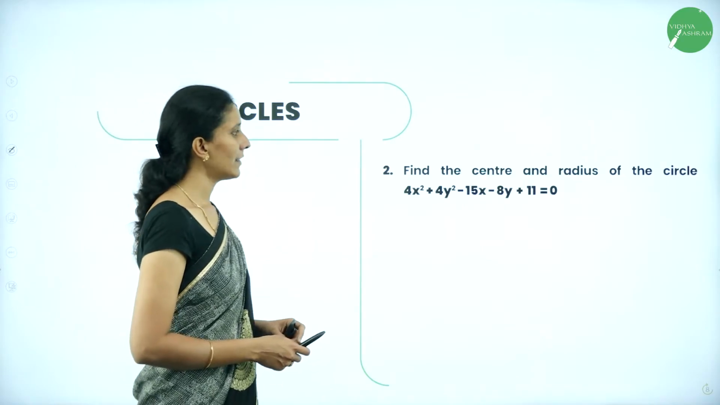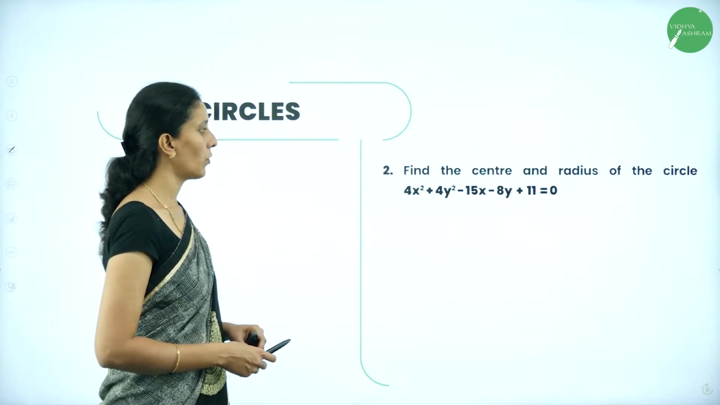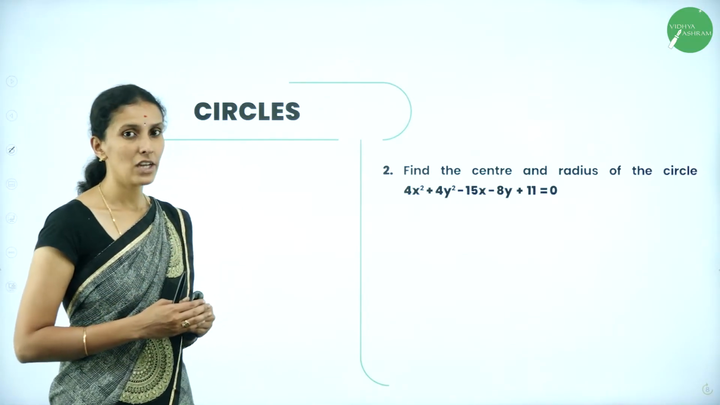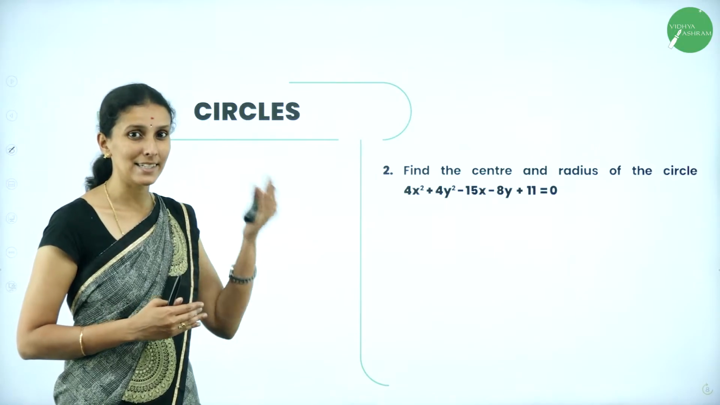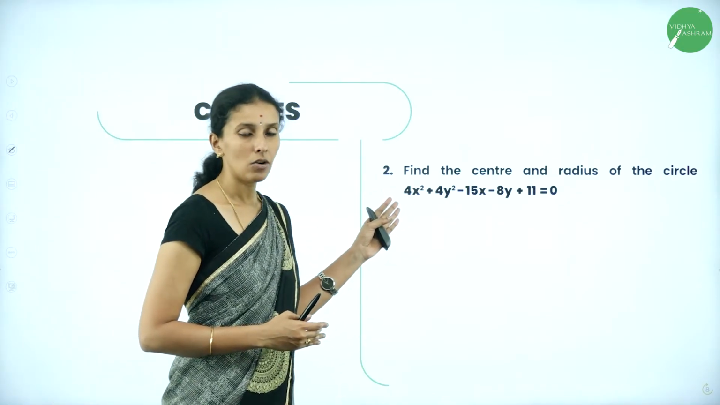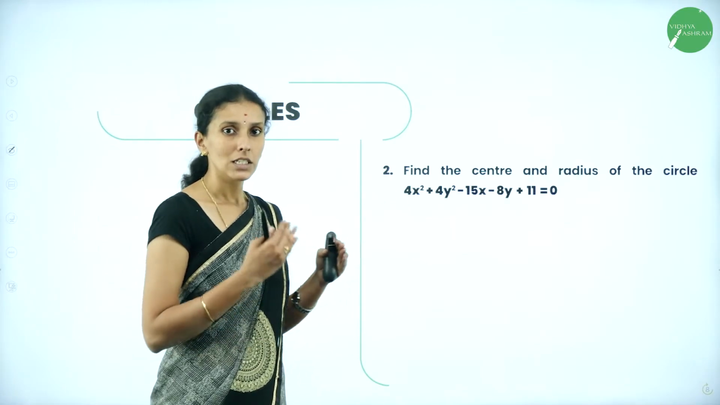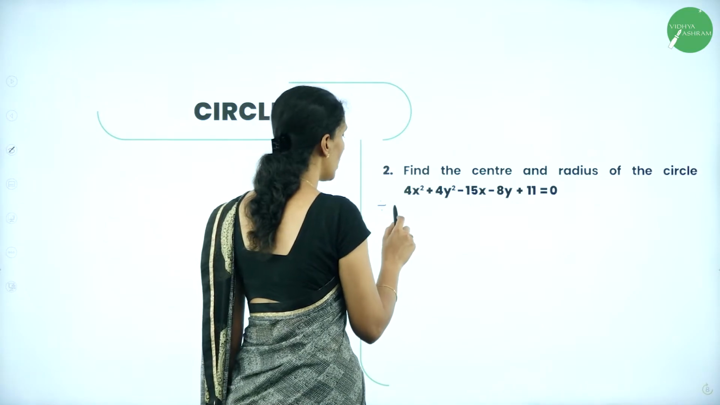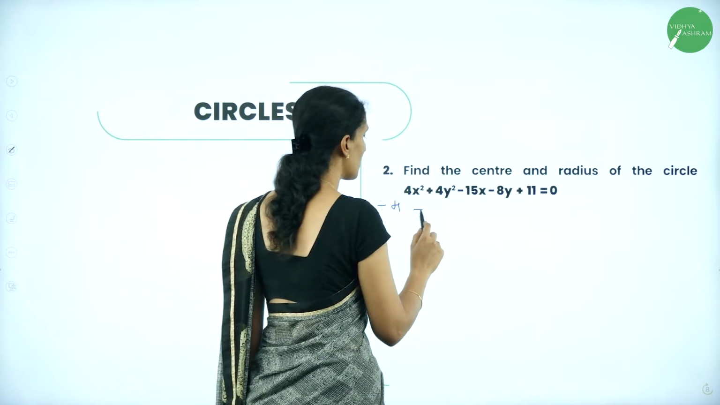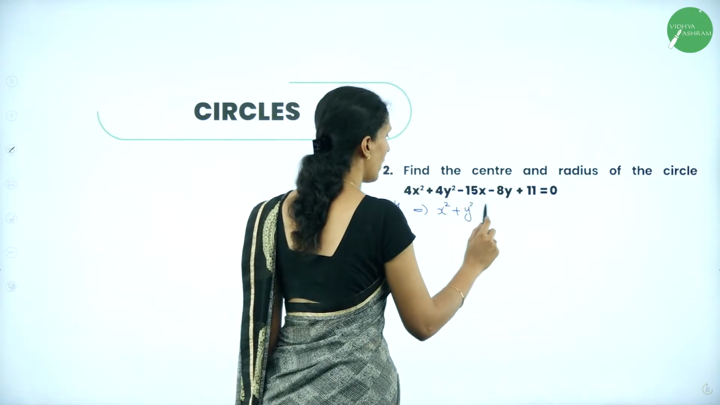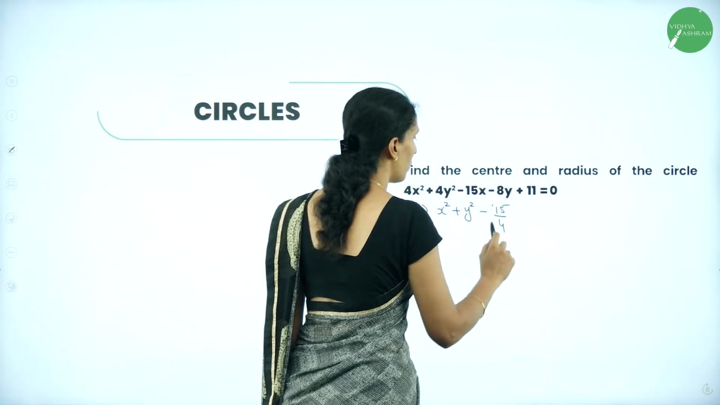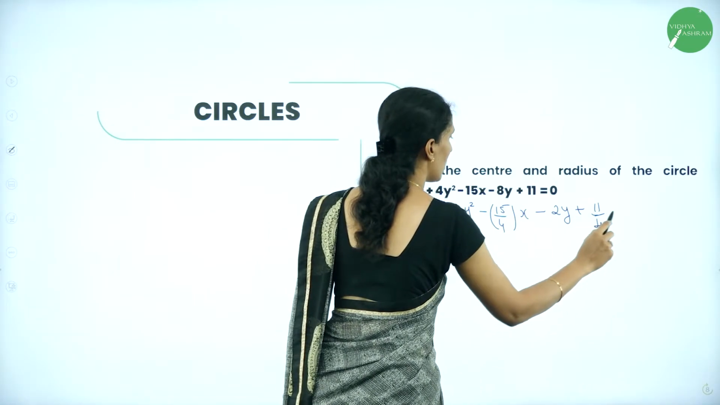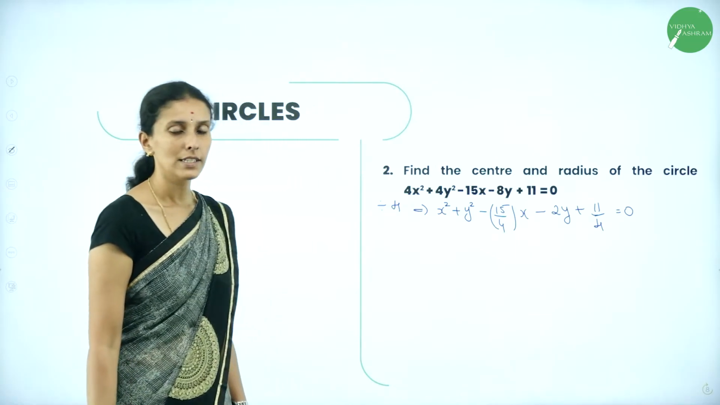Next, find the center and radius of the circle 4x² + 4y² − 15x − 8y + 11 = 0. The standard equation always starts with x². So whenever you have any coefficient multiplied with x² or y², just divide the equation through by the coefficient. So here divide the equation by 4. So this becomes x² + y² − (15/4)x − 2y + 11/4 = 0. Now compare to the standard equation.